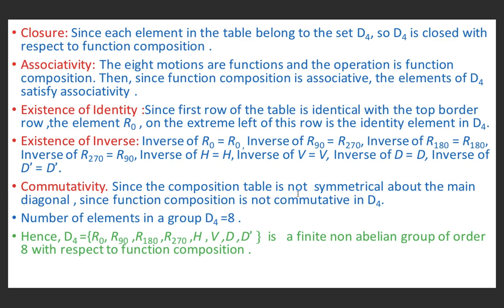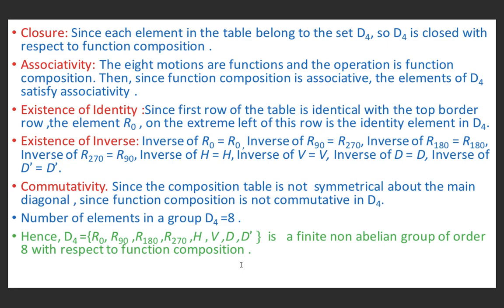Since the composition table is not symmetrical about the main diagonal, since function composition is not commutative in D4, therefore the group is non-abelian. Now the number of elements in the group D4 is 8. Therefore, we conclude that D4, which consists of R0, R90, R180, R270, H, V, D and D dash, is a finite non-abelian group of order 8 with respect to function composition.